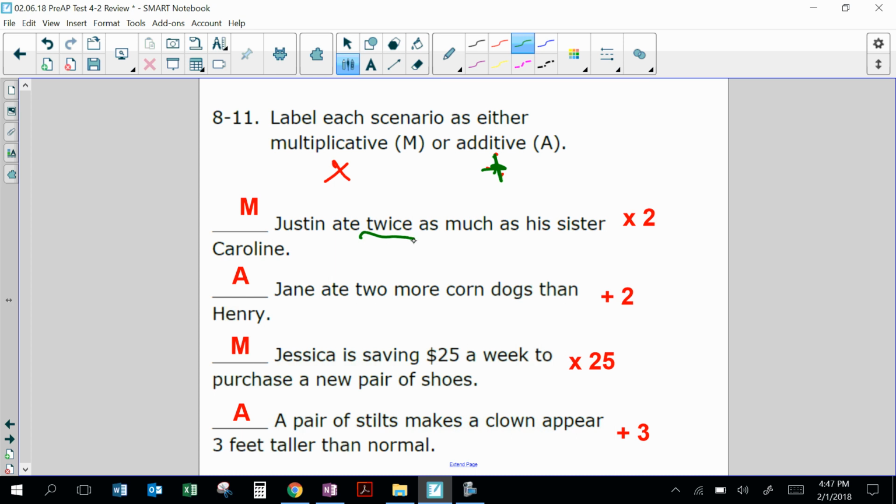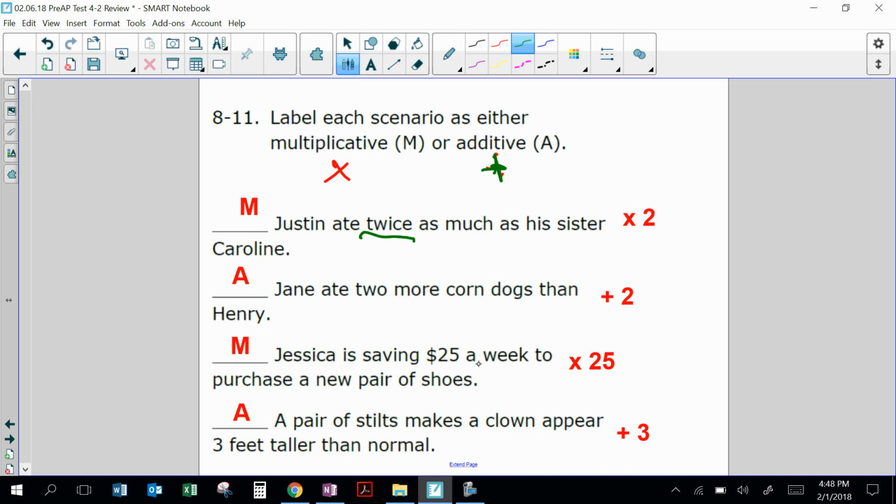Justin ate twice as much as his sister. Twice means times 2, multiplicative. Jane ate 2 more hot dogs than Renee. So if Renee ate like 5, she ate 2 more, that'd be 7, that's plus, additive.